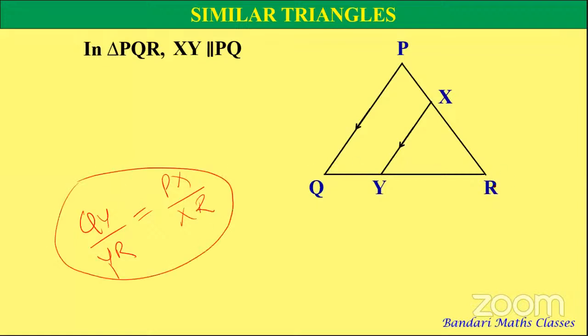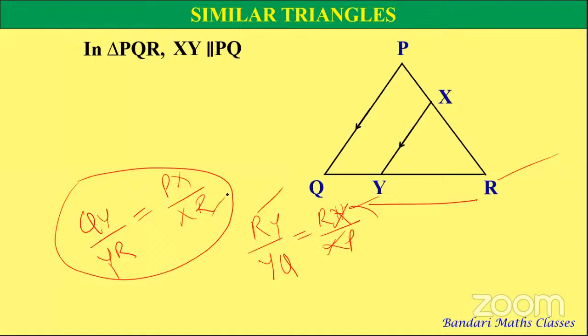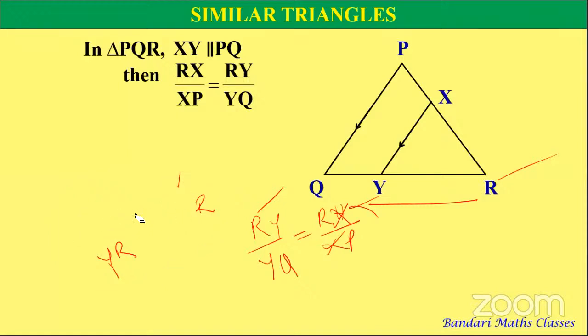But you say from R what ratio? Thank you, Bindu. Okay, sir. From here onwards, explain. RY by YQ. Very good. RX by XP. Right answer, both are right. Even if reversed, the result is the same. You can say either: RX by XP is equal to RY by YQ. Very good.